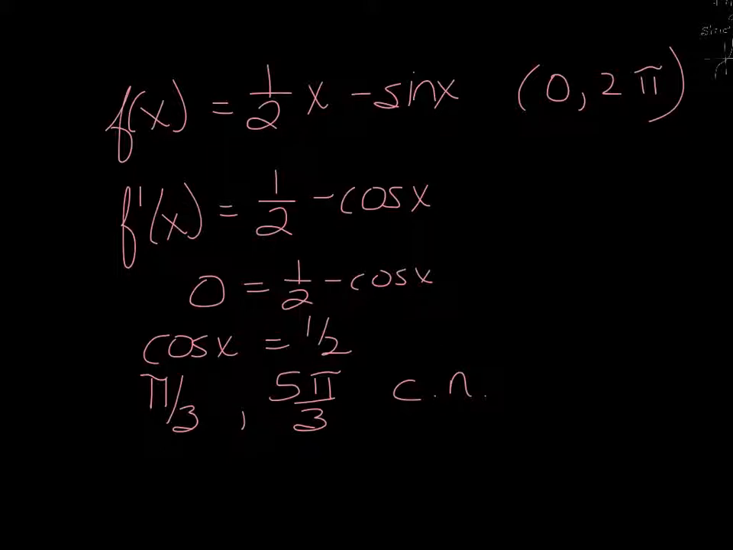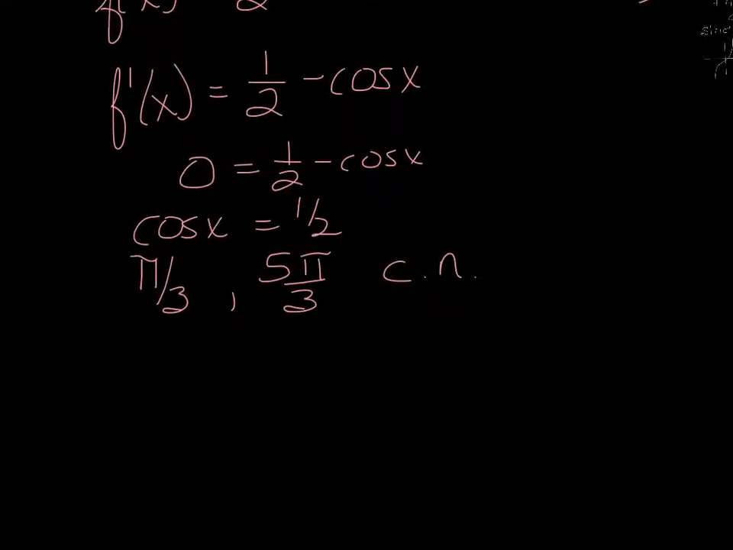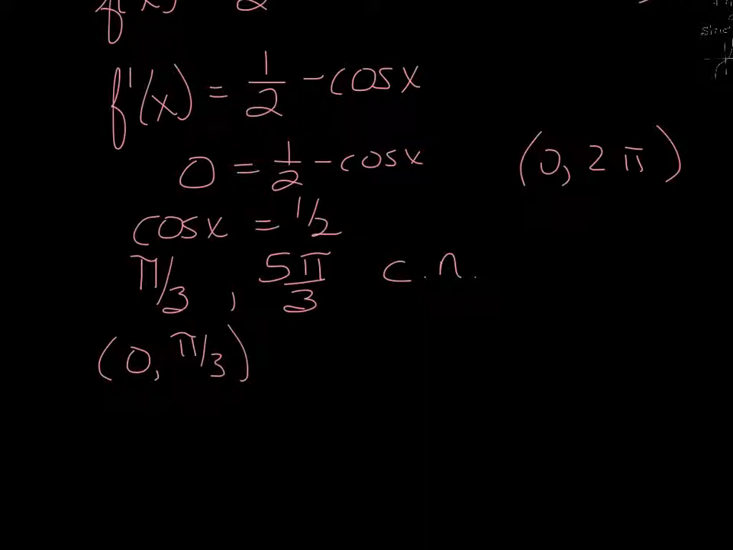Okay, so we've got intervals to check. Remember we said we were going from 0 to 2 pi. Cosine is positive in the first and fourth quadrants, which is why it is pi over 3 and 5 pi over 3. All right, so we're going to check from 0 to pi over 3, from pi over 3 to 5 pi over 3, and from 5 pi over 3 to 2 pi.